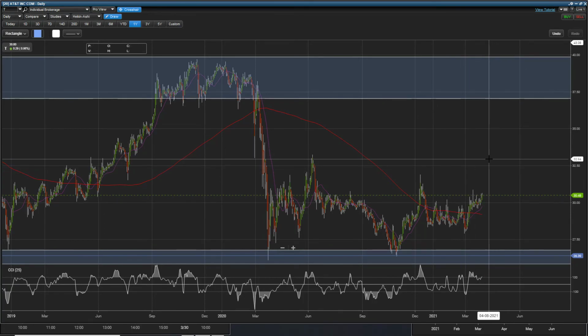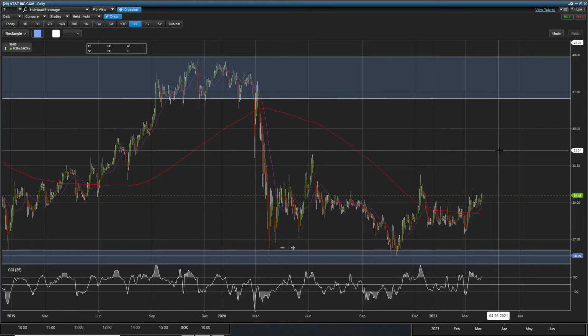Don't go out and take this trade, take it on your own risk. Just a long idea.